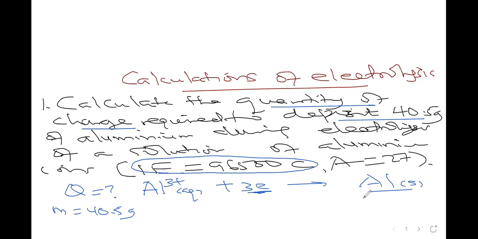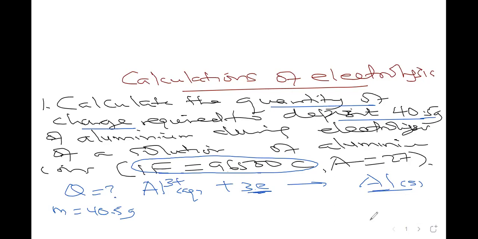And then we should know that this is 1 mole of aluminium being deposited by 3 moles of electrons. 3 moles of electrons are equal to 3 Faraday. 3 Faraday are equal to 3 times this quantity of charge. And 3 times this quantity of charge is depositing for us 27 grams of aluminium. How about the 40.5 grams they are talking about?